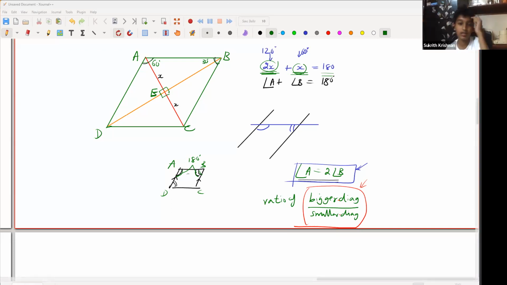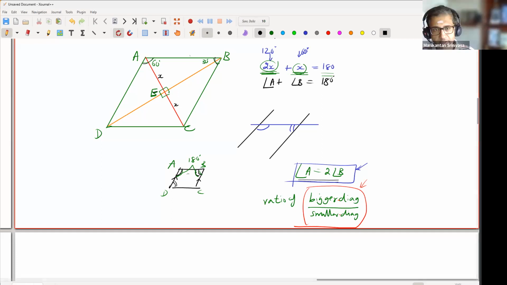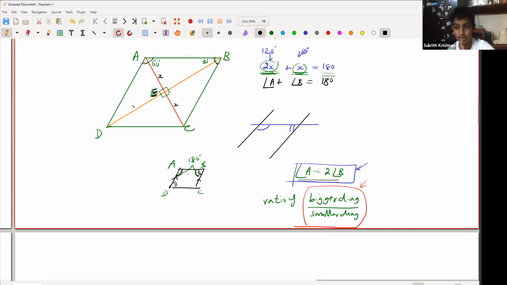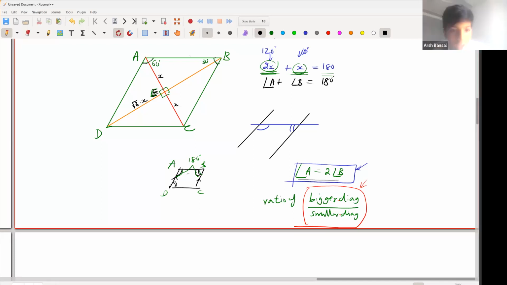So since in each 30, 60, 90 triangle, the ratios of the sides are 1 is to root 3 is to 2, let's say the intersecting point is E, right? I've written E as the intersection point. Correct. So DE is equal to root 3 into x, because you have to maintain the ratios 1 is to root 3 is to 2.